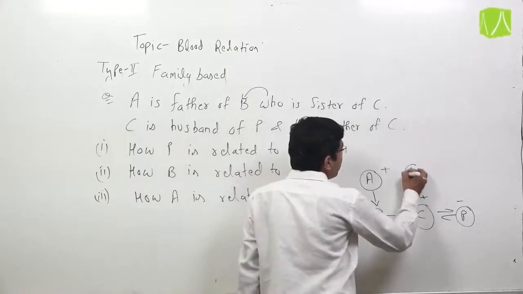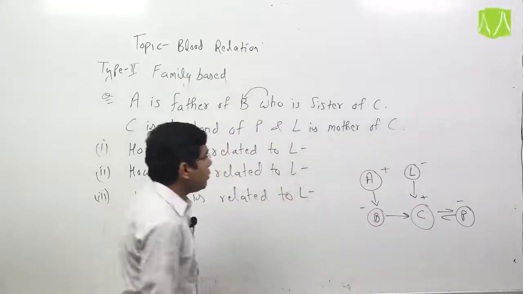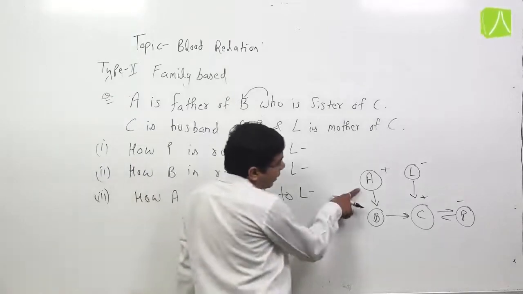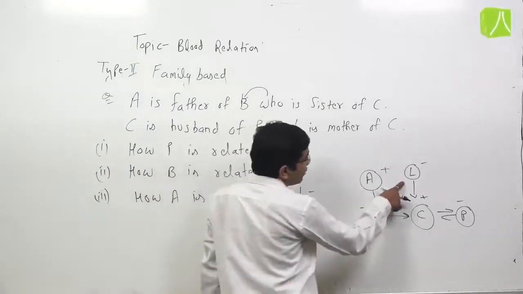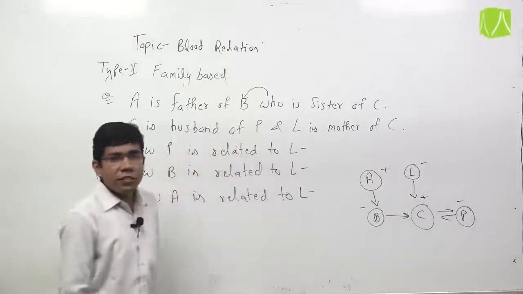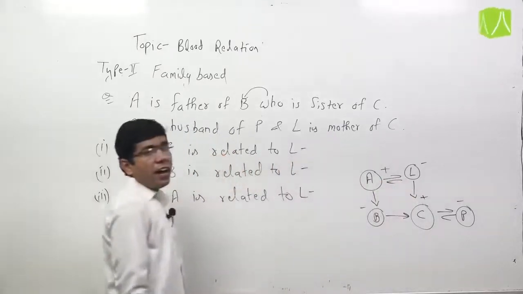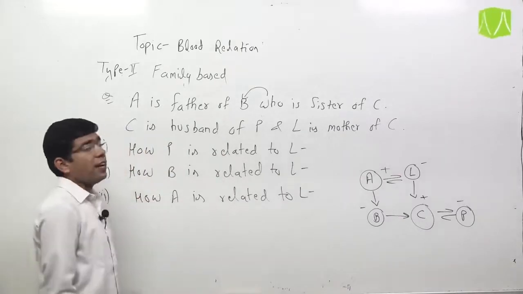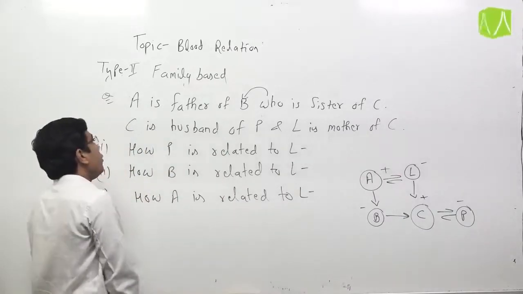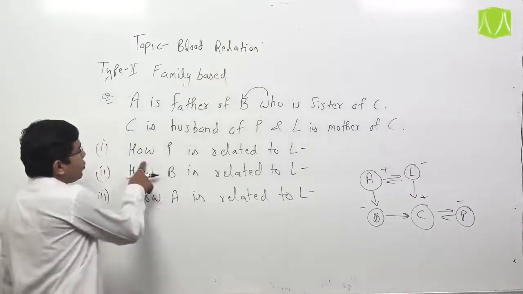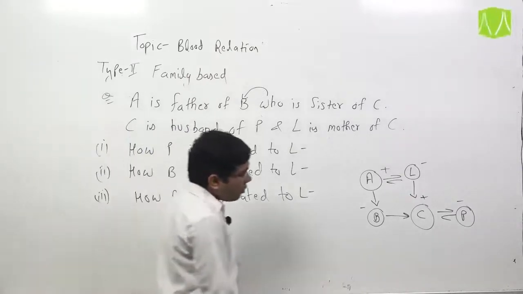L is the mother of C. So we can say that A is the father of B, L is the mother of C, B is sister of C. So we can say that A and L are a married couple, A is husband and L is wife. Now according to this family tree, we have to answer this question: how is P related to L?